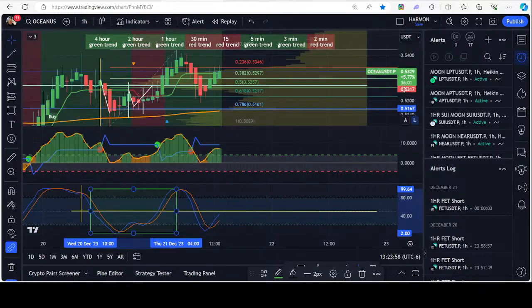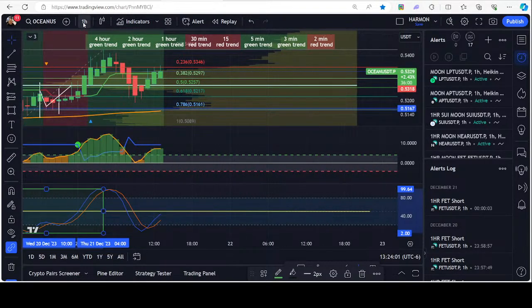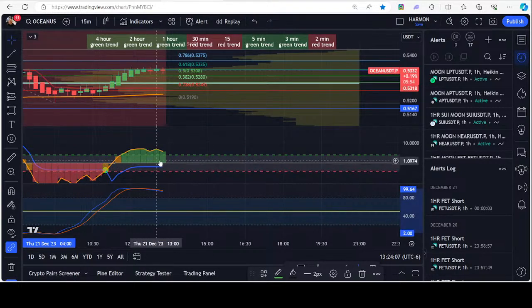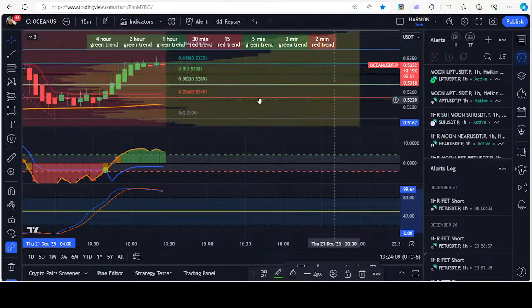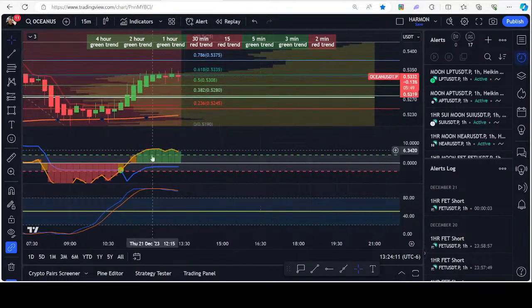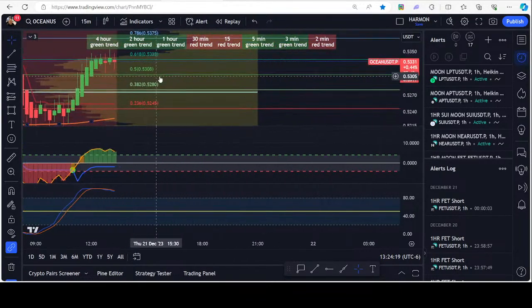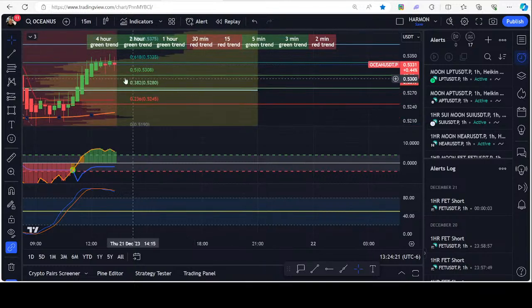So what do we need here on ocean? All right. Okay, RSI pushing up. We wait for that to go down, slide over, and we need a 15-minute moon and trend, and that's where we're at right here. So right now we have a green moon. We need a 15-minute red moon. RSI is at the top. This looks really good for a short position. So ocean would be a short if you're looking for one here.